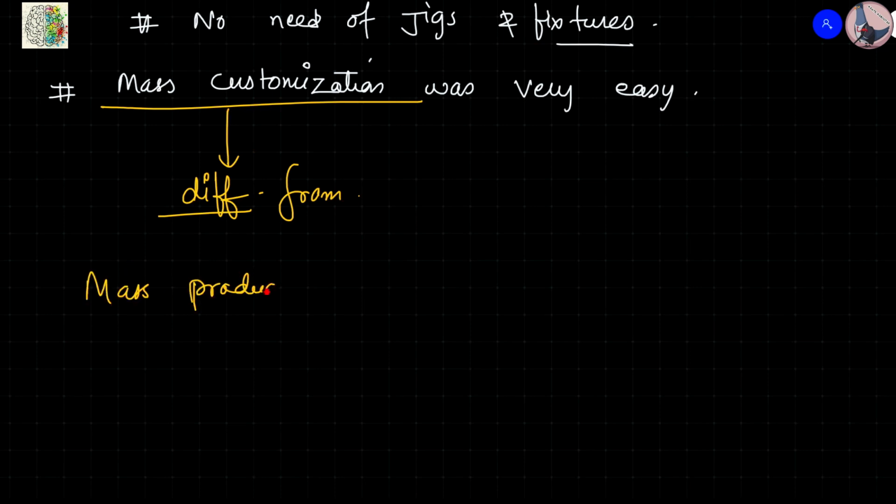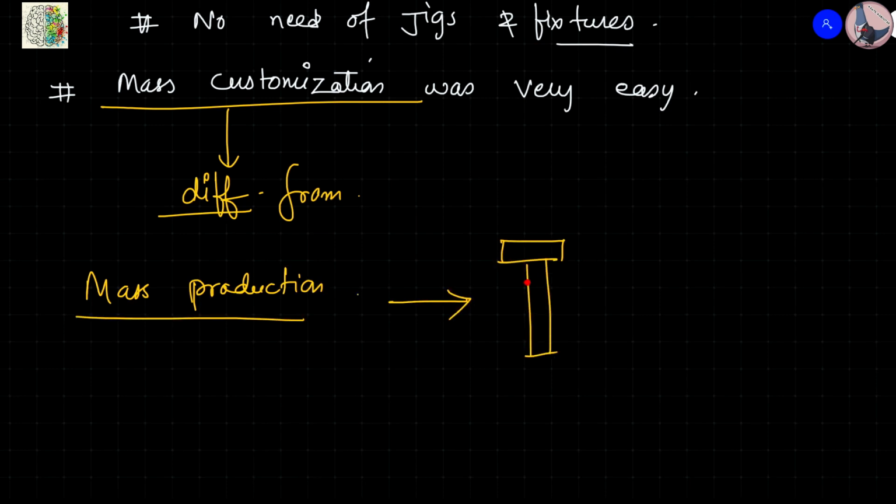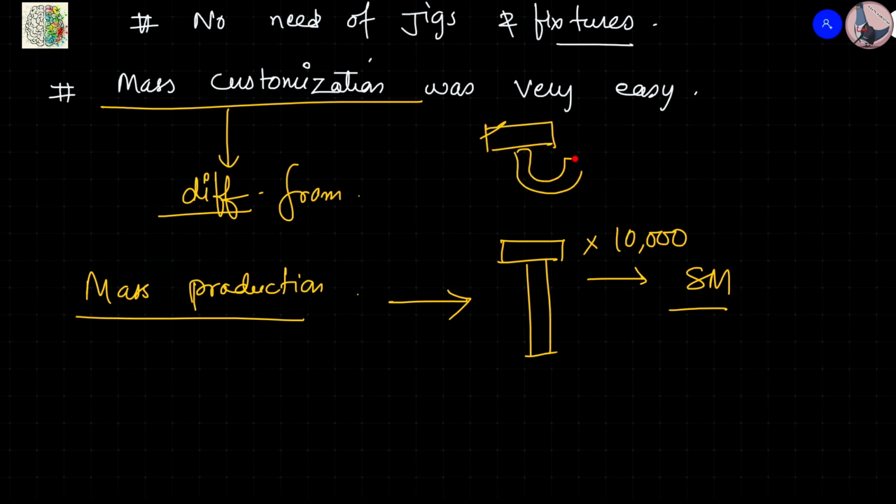Mass production: suppose you want to make the same screw, 10,000 pieces, then subtractive manufacturing is a very good method. But if you want to make a one-piece screw of this shape, then additive manufacturing will be a very quick and efficient method. So this is called mass customization.